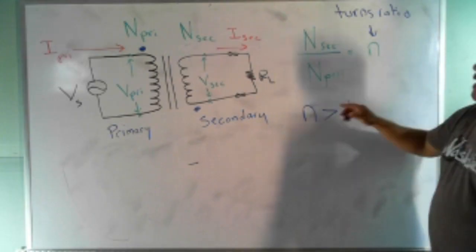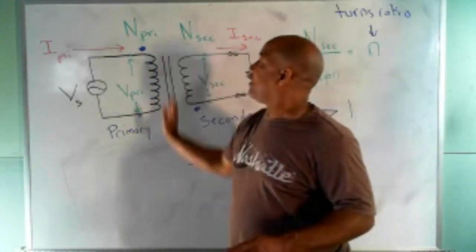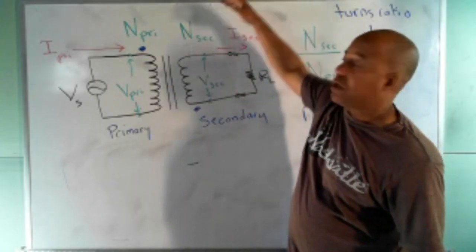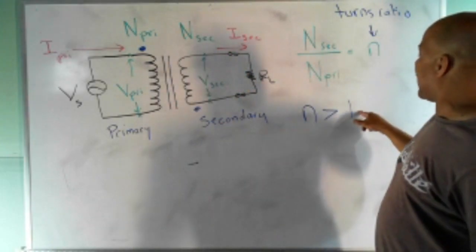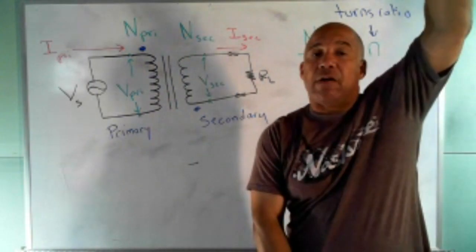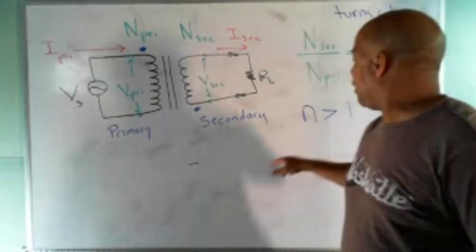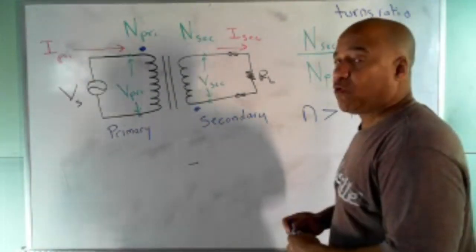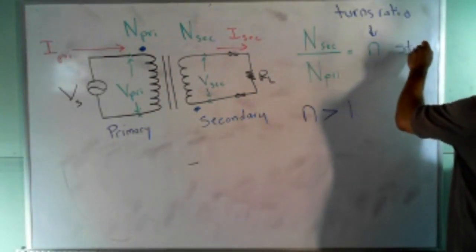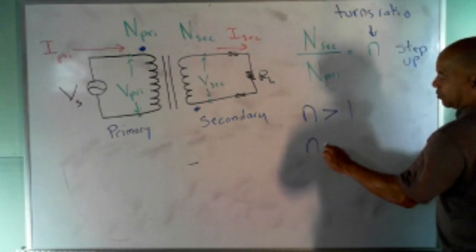If there are more turns on the secondary, I already showed you what will happen. All that flux is going to link those more turns, and the voltage is going to be higher. So if I have more turns on the secondary than the primary, my voltage on the secondary is going to be higher than the voltage on the primary. We say we step the voltage up. I call that kind of transformer a step-up transformer.